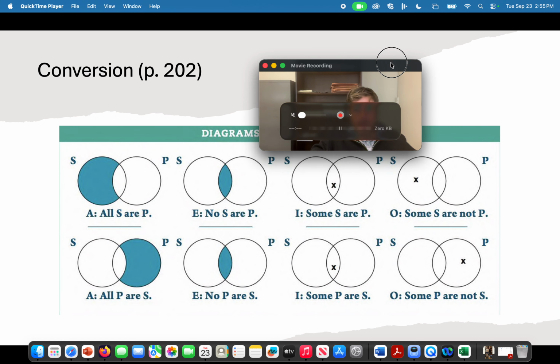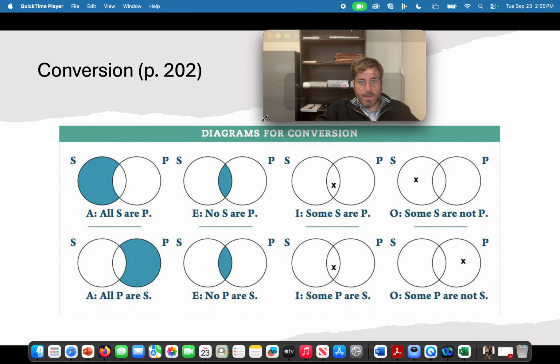Here is the full set of Venn diagrams for conversion. This Venn diagram breakdown appears on page 202 of the Baronet textbook. You will see that the categories that can be validly converted, as we discussed, are propositions E, the universal negative, and I, the particular affirmative. There we have logical equivalence for no S are P becoming no P are S, and likewise some S are P becoming some P are S.